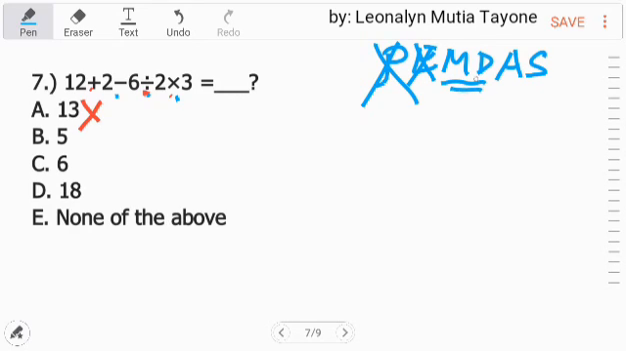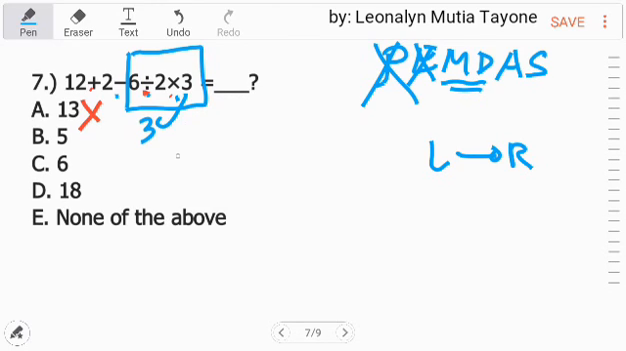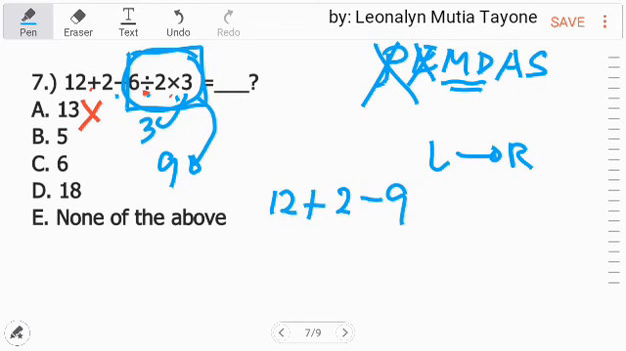Next, multiplication or division. In the order they appear from left to right. Dito tayo mag-focus muna. Nauna ang division, so unahin natin si division bago ang multiplication. 6 divided by 2, and that is 3. Next, 3 times 3 equals 9. So ito, ang sagot dito ay 9. I-rewrite natin, 12 plus 2 minus 9.